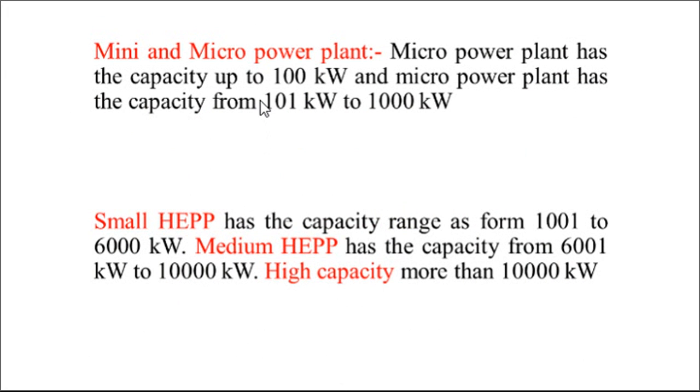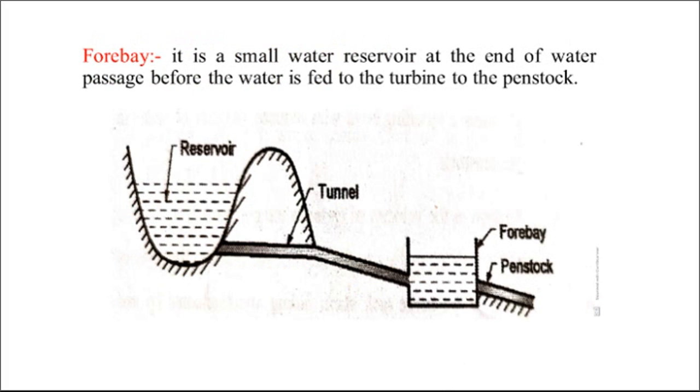Next one is mini and micro power plant. Sorry, this is mini. Mini power plant has the capacity up to 100 kilowatt. Micro power plant has the capacity from 101 kilowatt to 1000 kilowatt. Small hydroelectric power plant is in the range of 1001 to 6000 kilowatt. Then medium hydroelectric power plant has the capacity between 6001 kilowatt to 10,000 kilowatt, and high capacity is more than 10,000 kilowatt. So this is all about the classification of hydroelectric power plants.